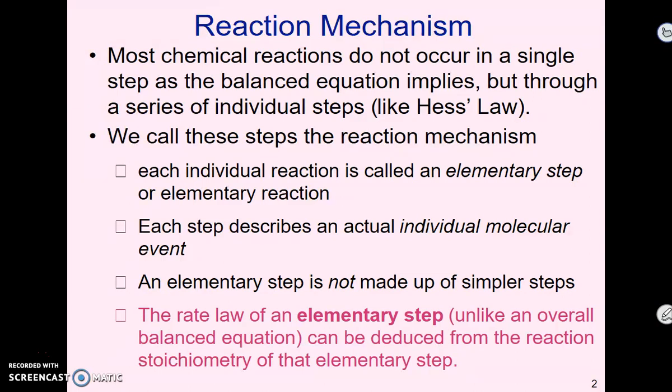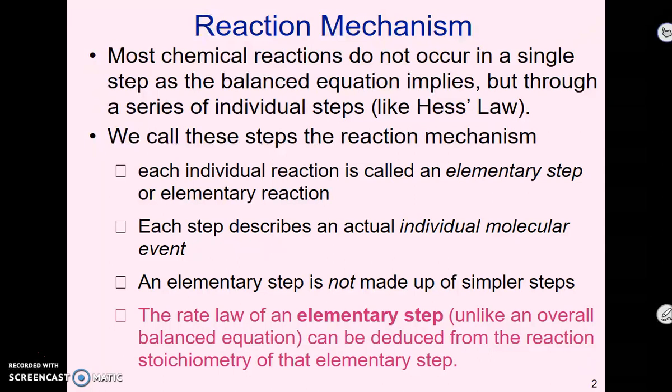Now, I think I said this rather loudly: the stoichiometry of an overall reaction cannot tell you the rate order. So when there's a 2 in front of a reactant in a reaction, that doesn't tell you that the reaction is second order. But if you're looking at an elementary step, that does tell you the order for that step. For overall reactions, the stoichiometry doesn't tell you the rate law. But for elementary steps, it does.